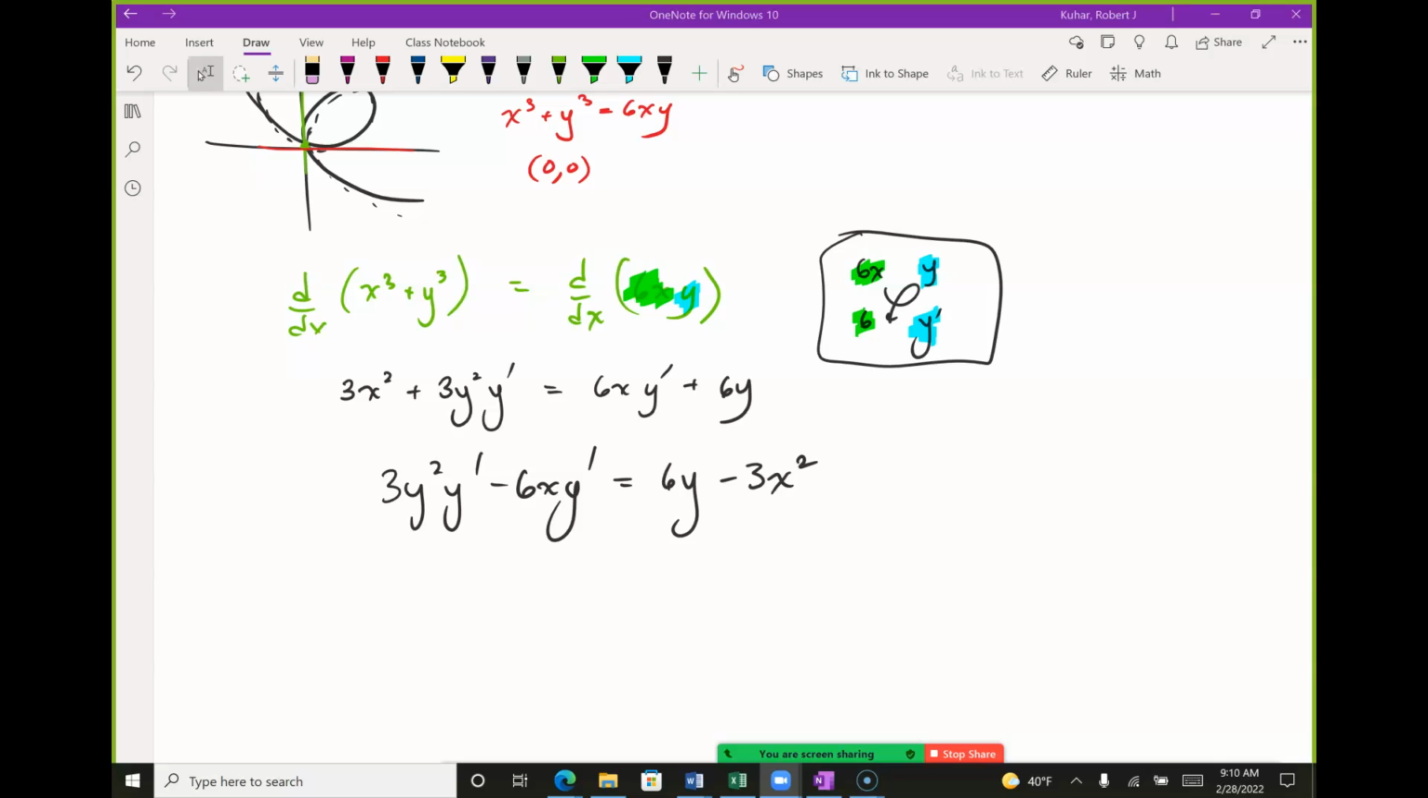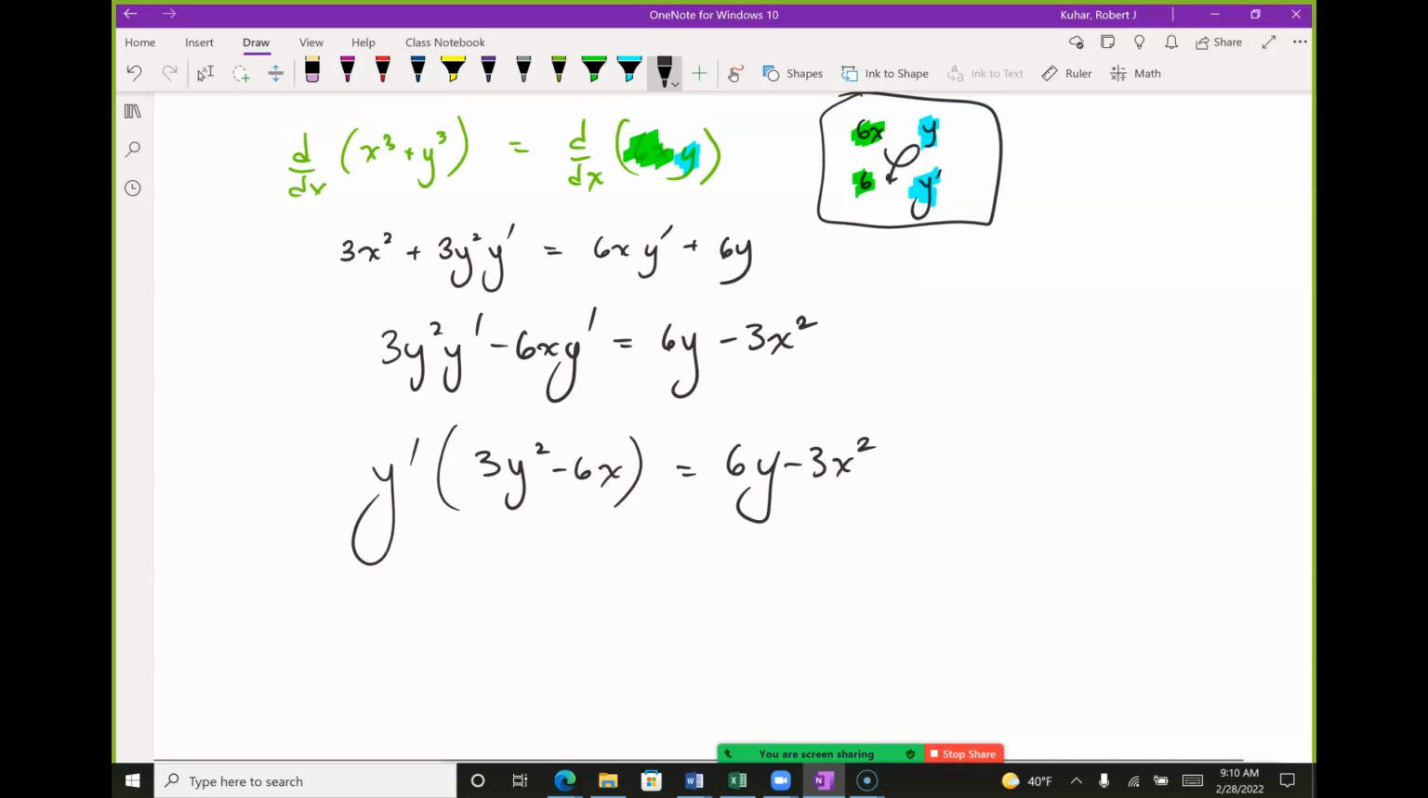Now I can factor out a y prime. I get 3y squared minus 6x, right? And I'm going to divide by that term to finally get my y prime. This is one of the rare cases where I can solve for y prime easily. It doesn't always happen. In this particular case, I can solve for y prime. You can't always do it. If I ask you to find me the slope, I don't care about the derivative. If I say find me the derivative, then I want you to solve for the derivative.